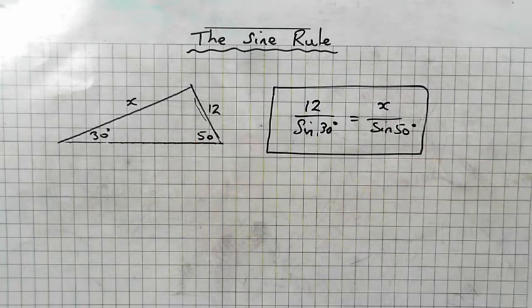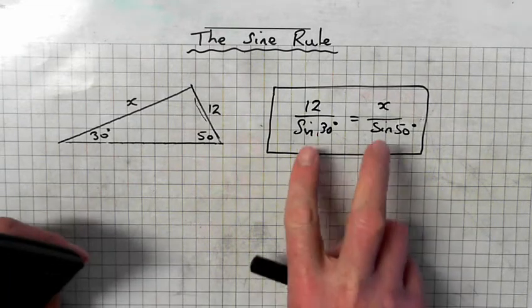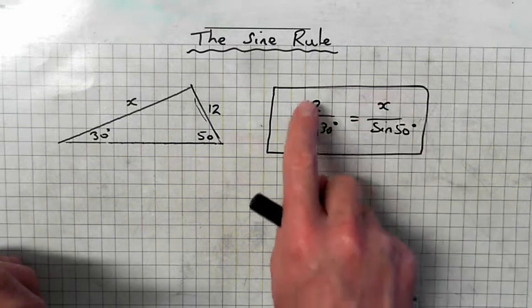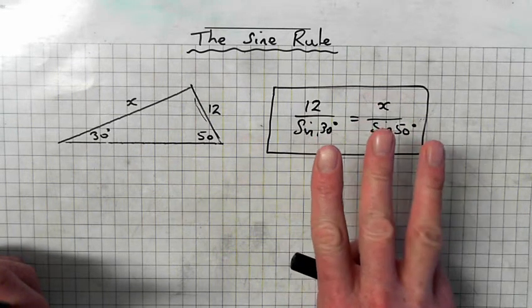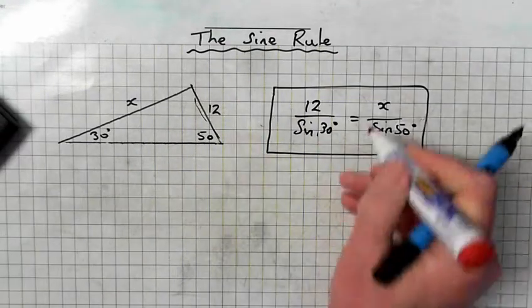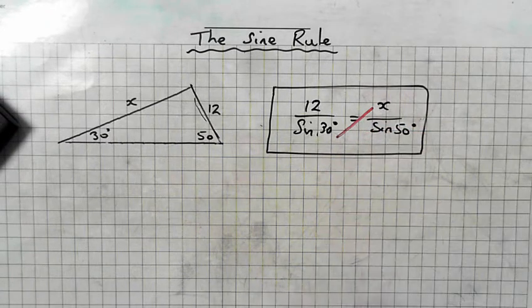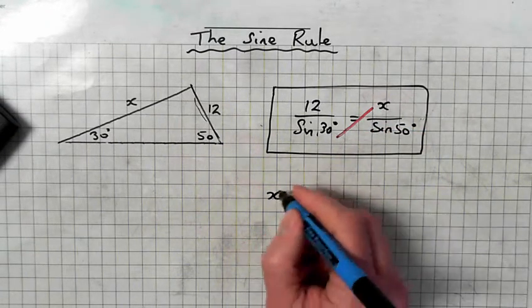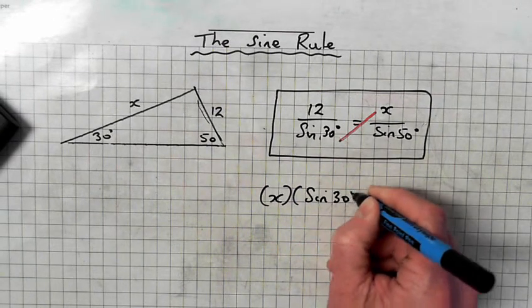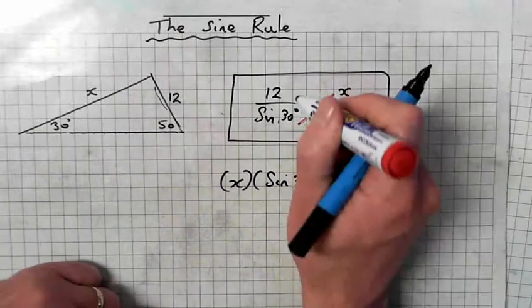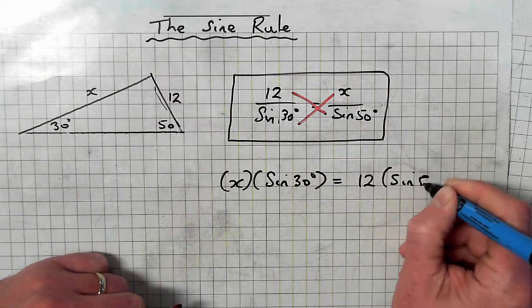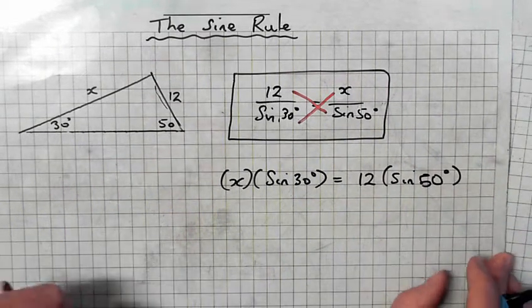So all I need to do now, if I have two fractions in a sum and the equals is in between, is cross multiply. If I have three fractions in the sum and an equals, I can't cross multiply. So watch, you pay attention to this bit, this is important. Just write it out like this: x times the sine of 30, put in brackets, equals 12 times the sine of 50. And you don't use the calculator until the last step.